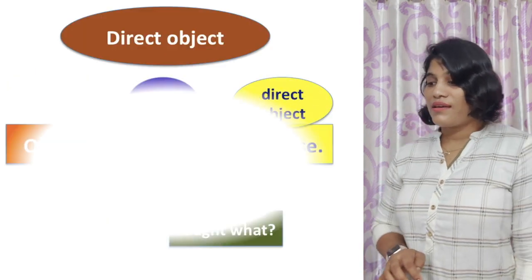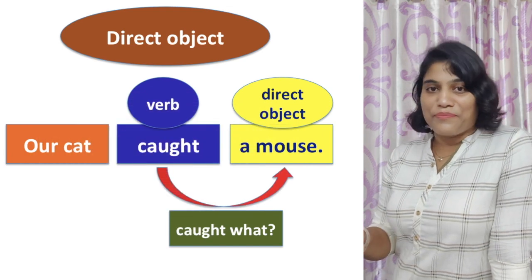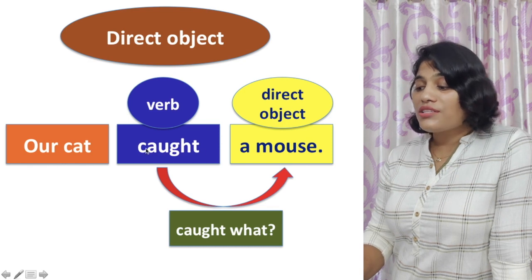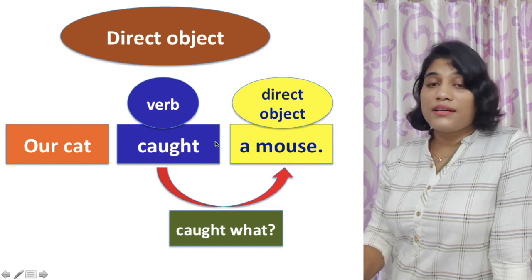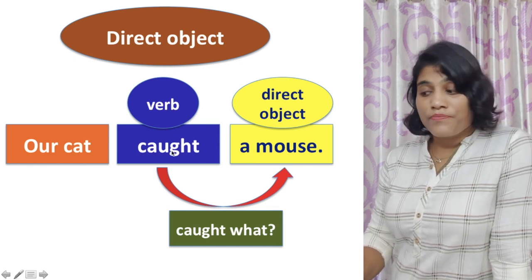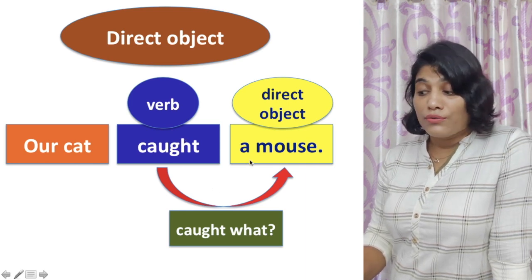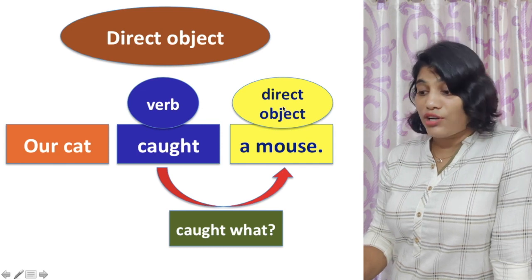Now, see the example first. Our cat caught a mouse. Here the verb is caught. And what caught? A mouse. It is called a direct object.